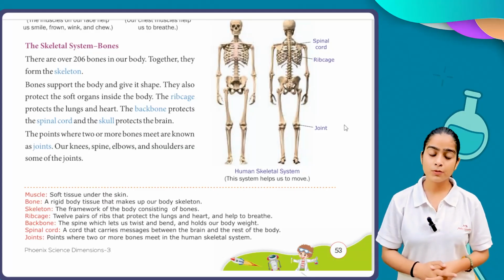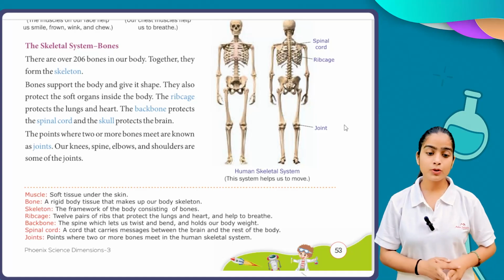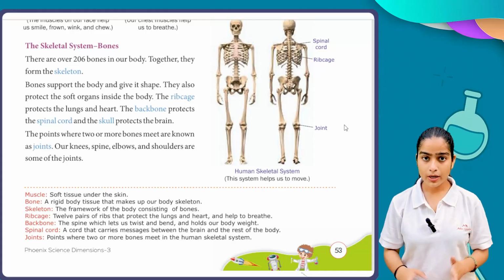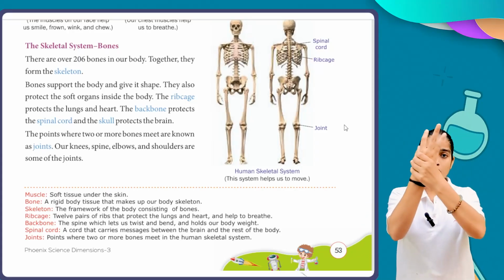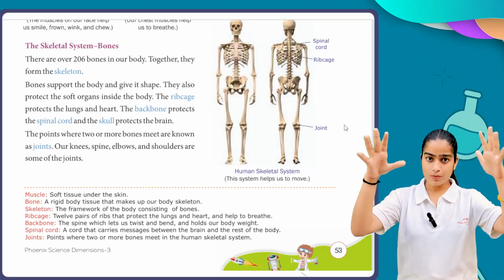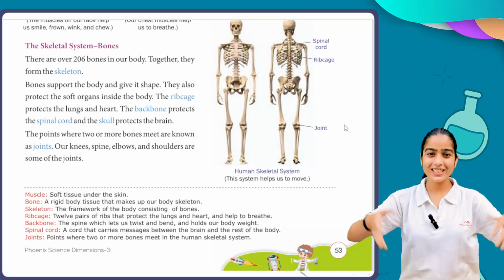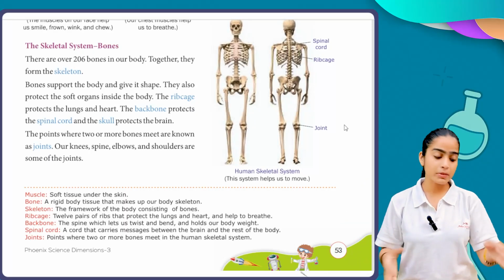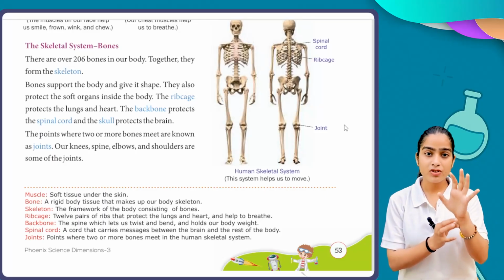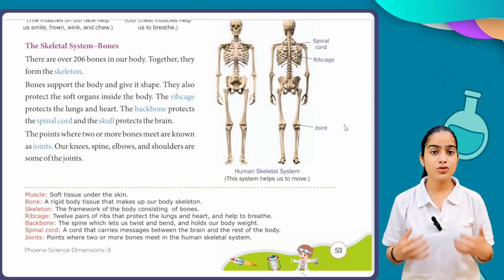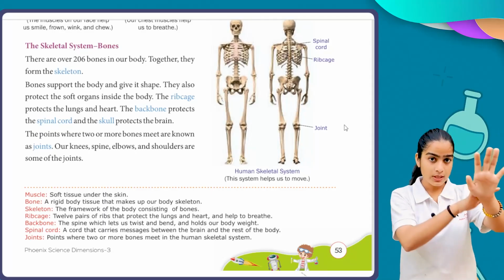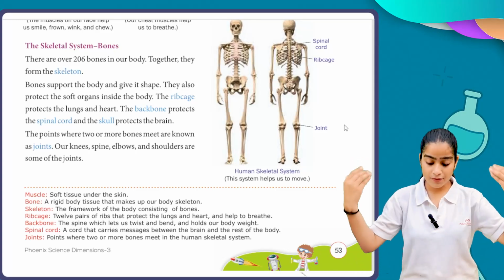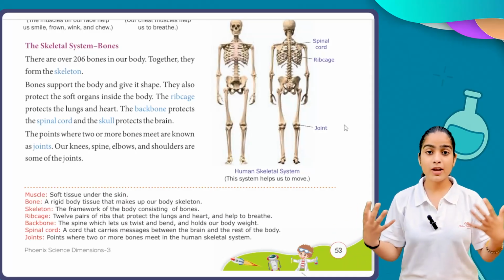Bones support the body and give it shape. They also protect the soft organs inside the body. The rib cage protects the lungs and heart. So if you feel along your body, you find bones in a lot of places, because of that you get this skeleton inside your body, and this gives you a structure. If we don't have bones, what will happen? We are just a flesh part only, and flesh doesn't have any kind of structure. First we have bones, after bones we have muscles and nerves, and after this we have our skin. That is why we are standing like this, and that is why we have a great structure.